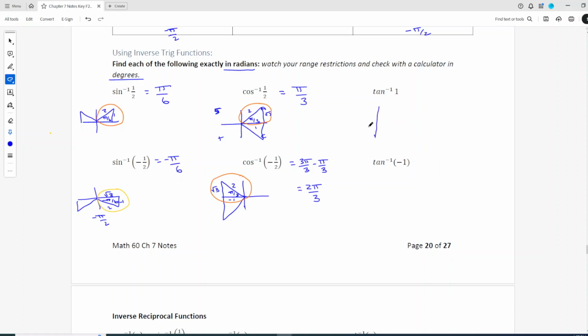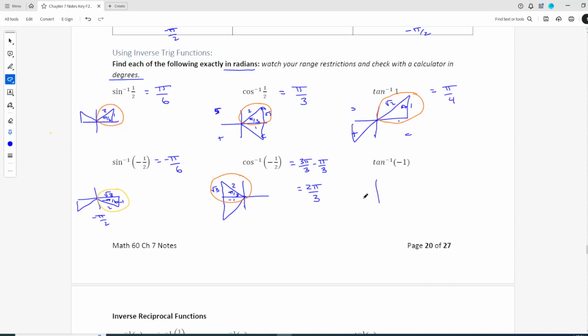Tan, same thing, right? Where could tan be? Well, C-A-S-T. It could be quadrant 1 or quadrant 3. But we know that because of the restricted range, we're choosing this one. We don't even need to draw this one. And so for it to be a 1, it's going to be my 1, 1, root 2, which makes this pi by 4.